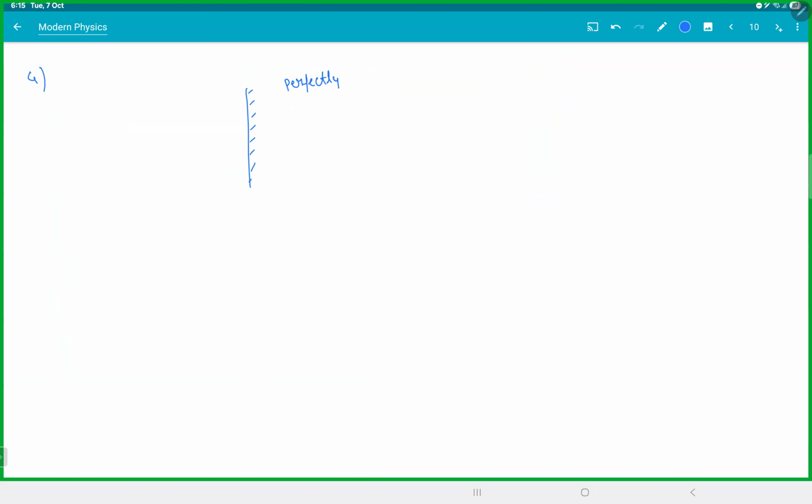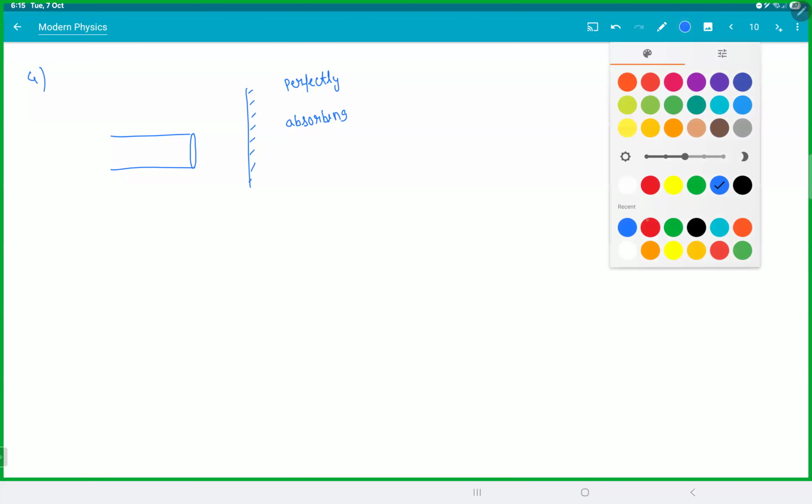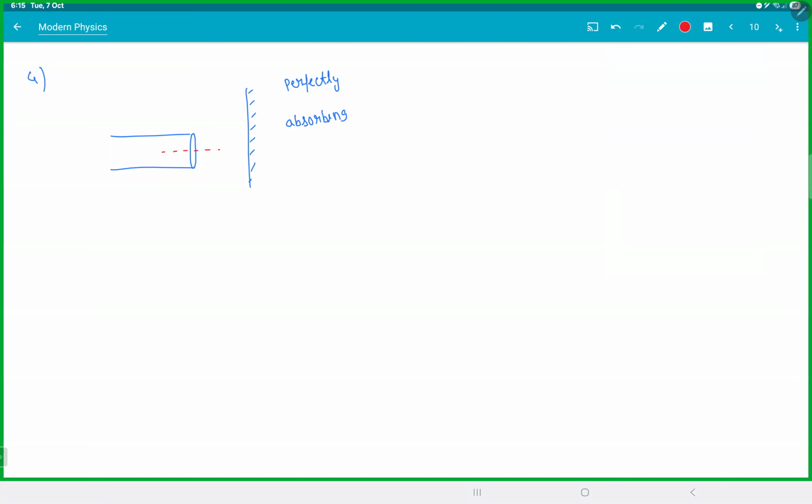The next one, you have seen this in fluid mechanics. We have a surface which is perfectly absorbing, sending a light beam. Now see, if photons have momentum, that means when they collide, they're going to exert some force. I is the intensity of the light beam. This light beam hits the wall and gets absorbed completely. And A is the area of cross section. Find the force and the pressure acting on the wall.